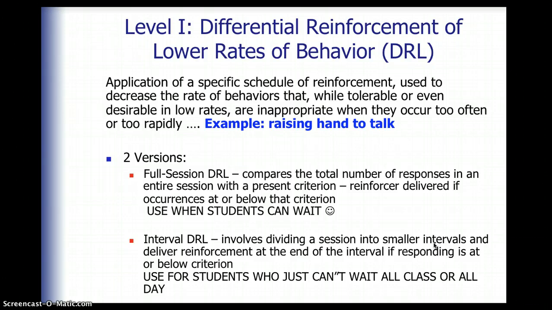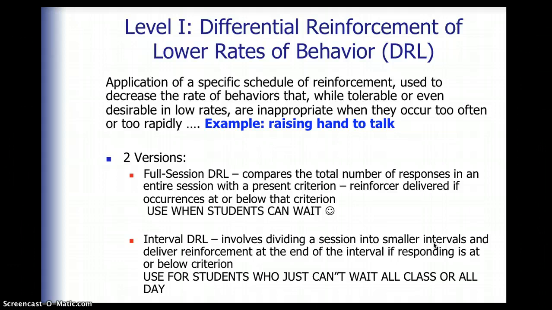So two different ways that you can look at differential reinforcement of lower rates of behavior is you can look at what's called full session DRL or interval DRL. So in full session DRL, you're looking at the number of total responses that a student might give. So I'm looking at my data and saying, well, in all of my baseline data, Johnny raised his hand an average of 50 times in 15 minutes. So I'm going to look at a lower rate, maybe 30 times per minute, and I'm going to reinforce the student for having that lower rate. If they can get less than 30 times hand raising, then they're going to be reinforced.